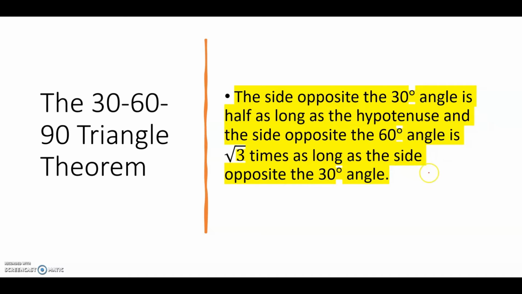So the side opposite the 30-degree angle is half as long as the hypotenuse, and the side opposite the 60-degree angle is square root of 3 as long as the side of the 30-degree angle.